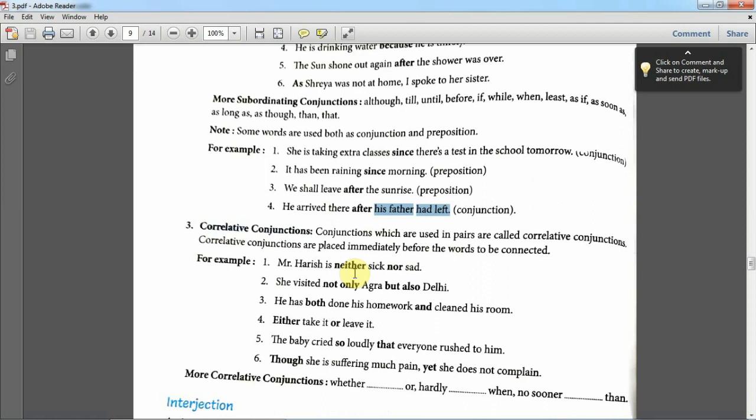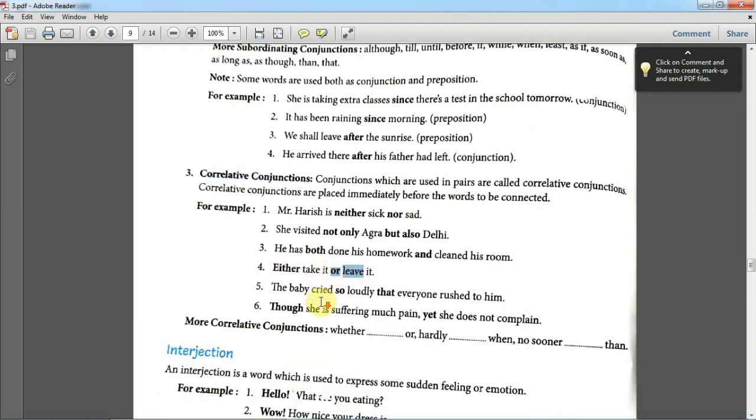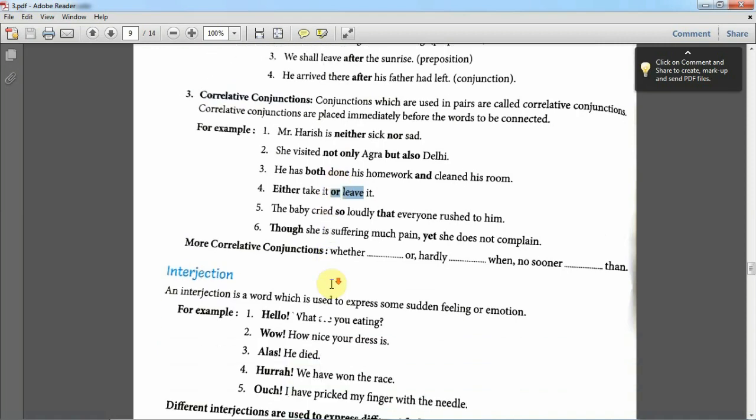Then correlative conjunctions. Conjunctions which are used in pairs are called correlative conjunctions. So like neither, nor, not only but also, both, and, either, or. These are all correlative. These are pairs actually. So these are known as correlative conjunctions.